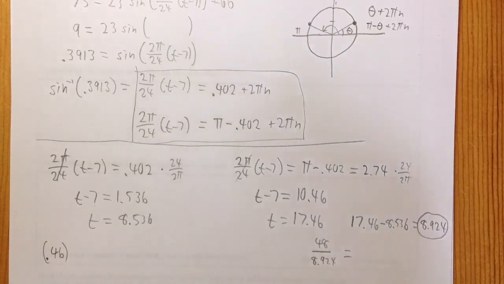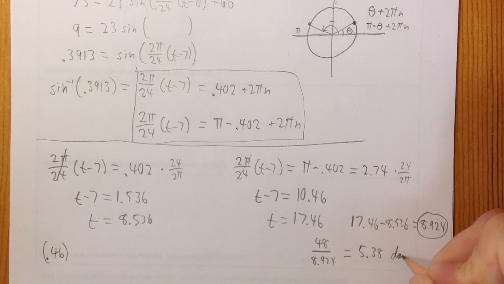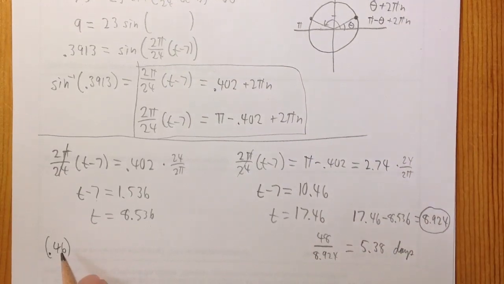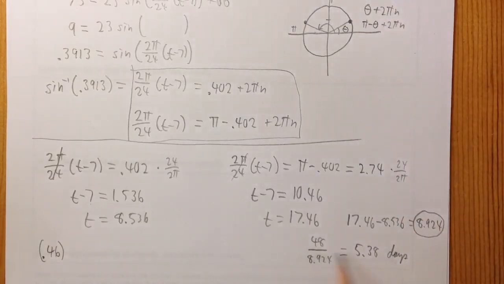8.924 is 5.37, about 5.38. So 5.38 days it'll take. But we already got 0.46 of a day from the first day. That's how many whole days. So we're probably going to be at about, that's how many hours, sorry. No, that's right. That's how many days it's going to take. So 0.38 days plus a little bit more. So we have to add 5 days.